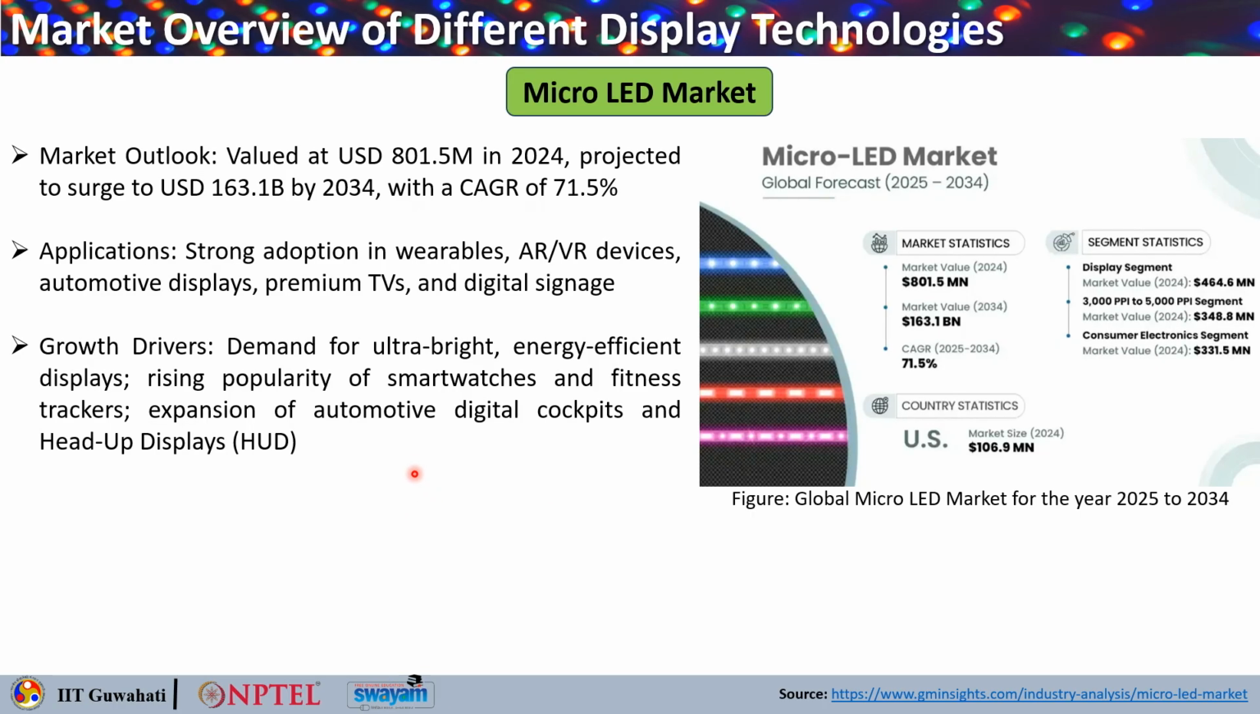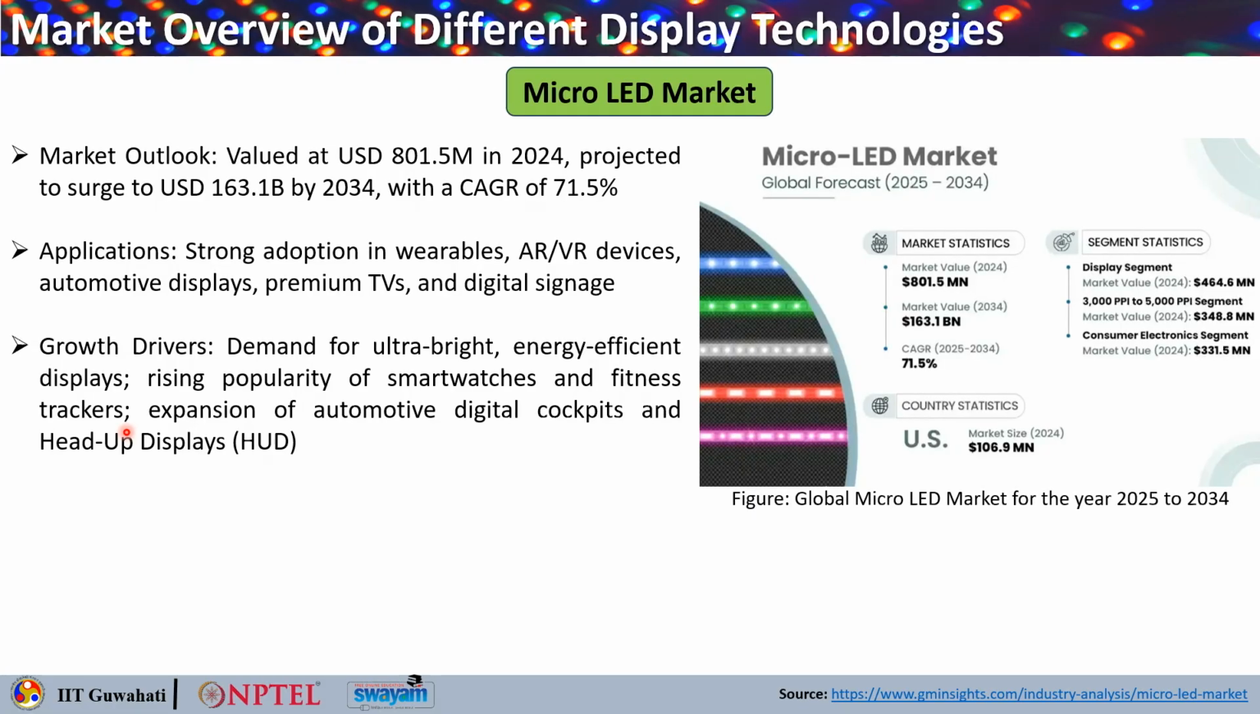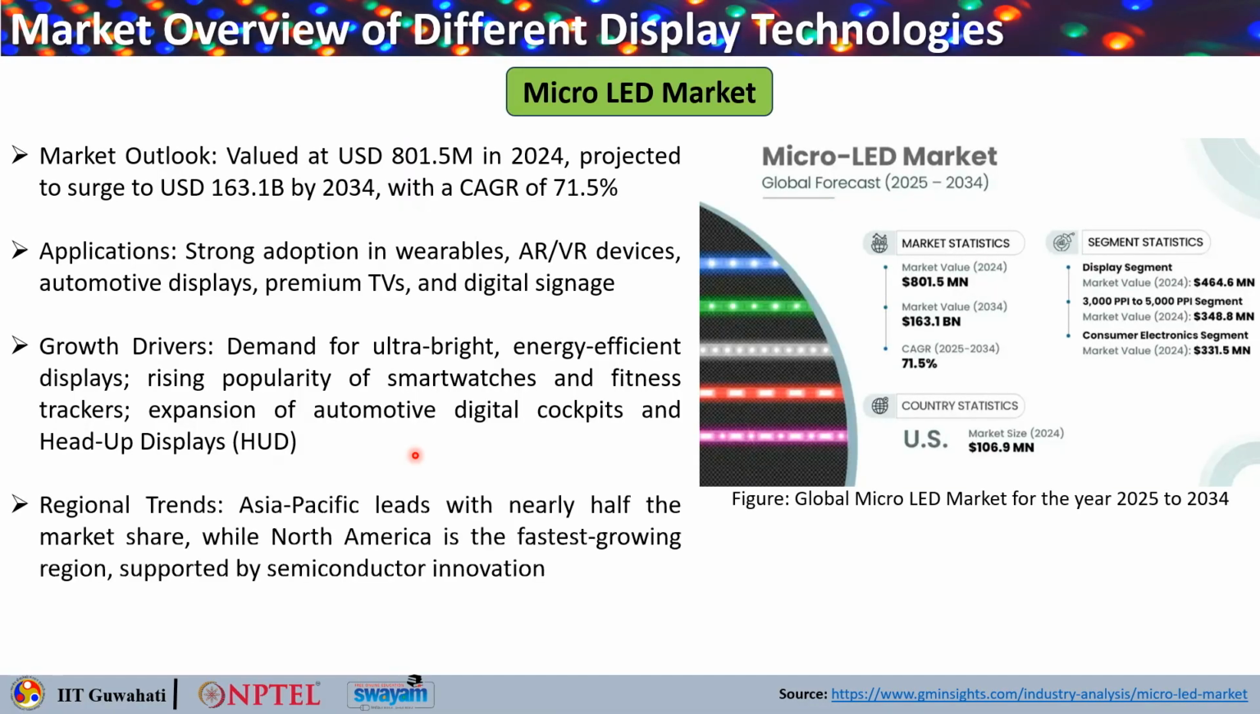There is always the demand for ultra bright energy efficient displays, which is rising with the popularity of smartwatches and fitness trackers. So they come with micro LED. Okay, and also you will see that there is expansion of the automotive digital cockpits, and a lot of cars these days started having the head up display. That means the display, basically your odometer details, is projected near your windshield, so you don't need to look away from the road to see the other parameters. So these are called head up displays.